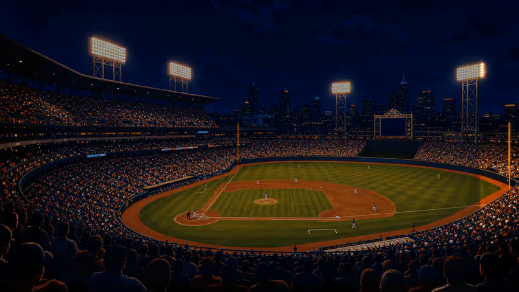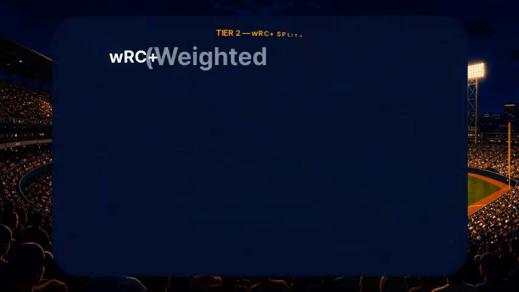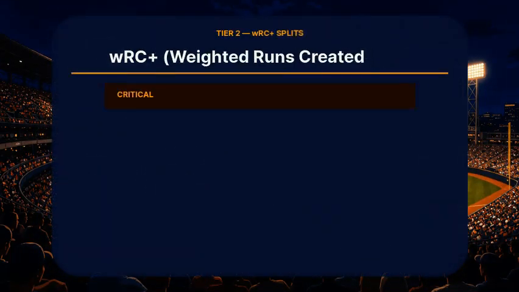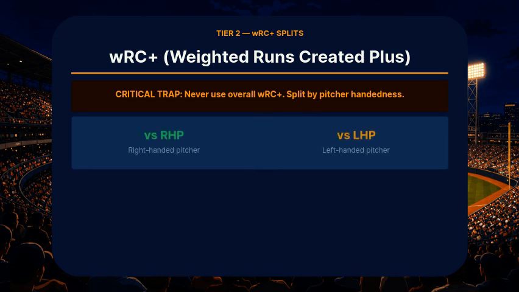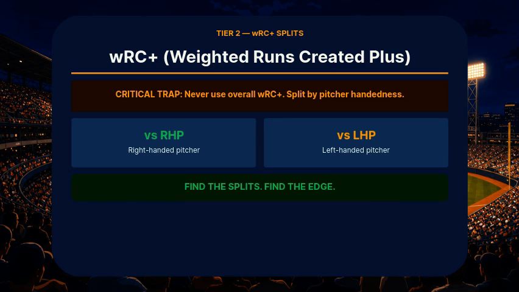Tier 2 is all about offensive efficiency, measured by wRC+, weighted runs created plus. This metric tells you exactly how many runs a lineup creates compared to league average. But here is the critical trap: never look at a team's overall wRC+. You must split it by the starting pitcher's handedness. A team can have a top 5 offense against righties but rank dead last against left-handed breaking balls. Find those splits, and you find the edge.